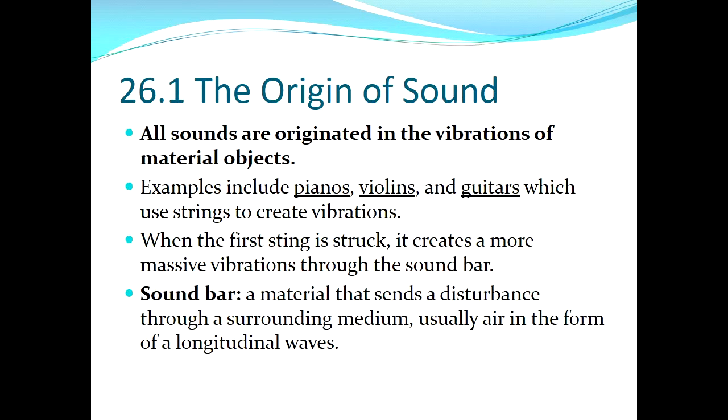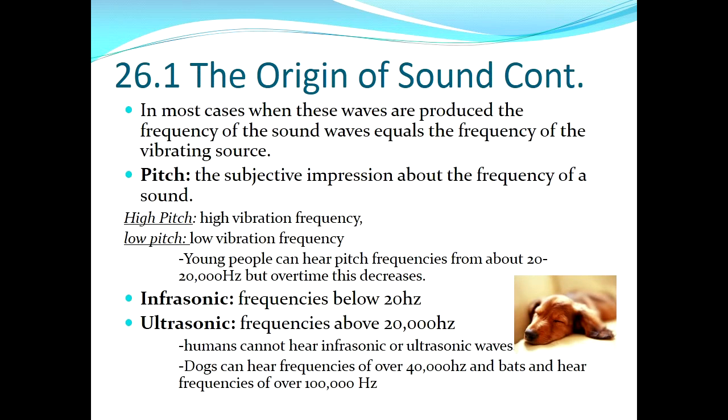The origin of sound. Sounds originate in the vibrations of material objects. Some examples include pianos, violins, and guitars, which are all string instruments. When the first string is struck, it creates a more massive vibration through the sound bar. A sound bar is a material that sends a disturbance through a surrounding medium, usually air, in the form of a longitudinal wave. When sound waves are produced, the frequency of the sound waves equals the frequency of the vibrating source. This creates a pitch.